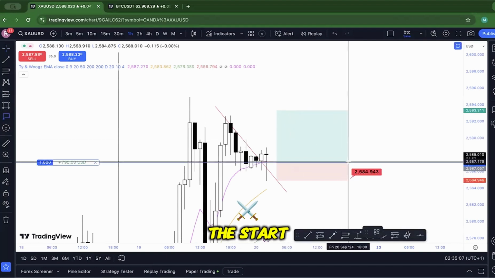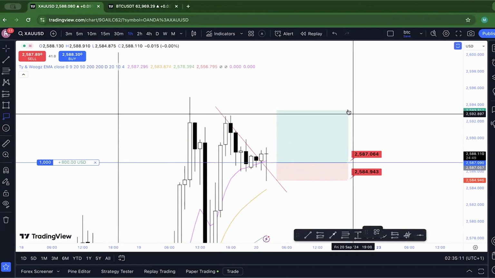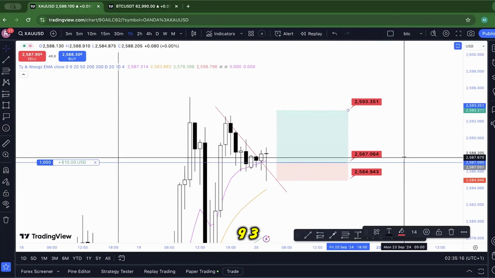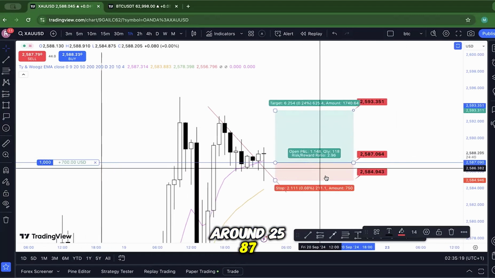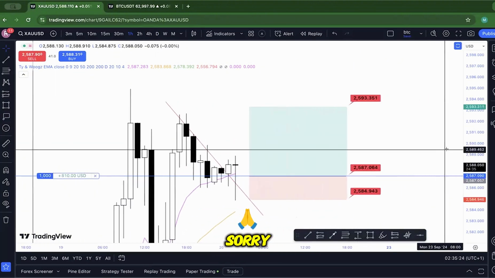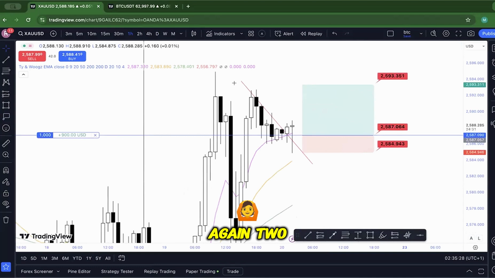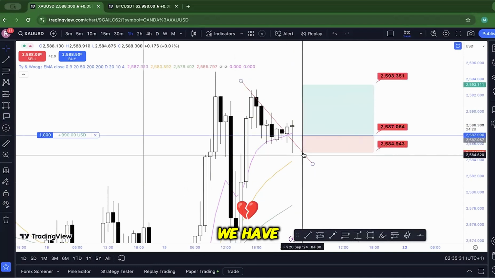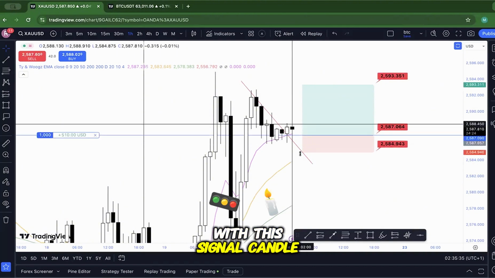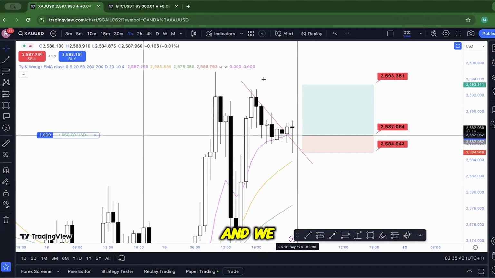So that's gonna be the stop loss. That's gonna be the entry, and this is gonna be take profit around 25.93. Entry is around 25.87, and we're taking this trade off the hourly chart based off of, once again, two confirmations. We have a break of the trend line of this flag with this signal candle. We have a test which tested down to support, and we have a rejection.